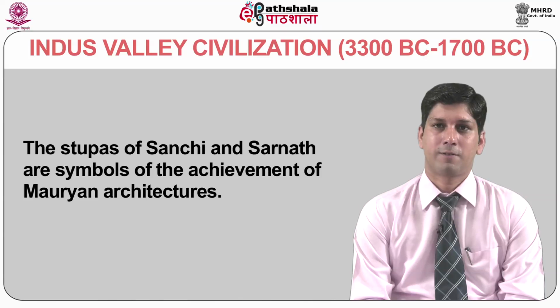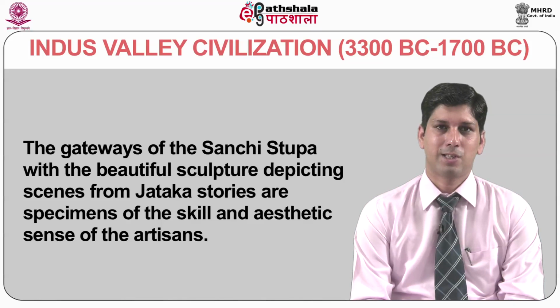The stupas of Sanchi and Sarnath are symbols of the achievement of the Mauryan architecture. The gateways of the Sanchi stupa, with beautiful sculptures depicting scenes from Jataka stories, are specimens of the skill and aesthetic sense of the artisans. Blending of Greek and Indian art led to the development of Gandhara art, which developed later. Other schools of art and architecture were the indigenous Mathura school and Amravati school.